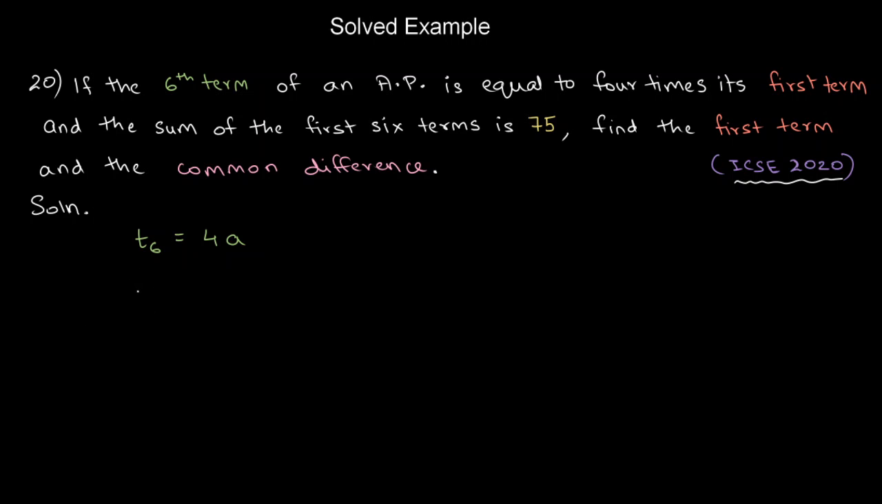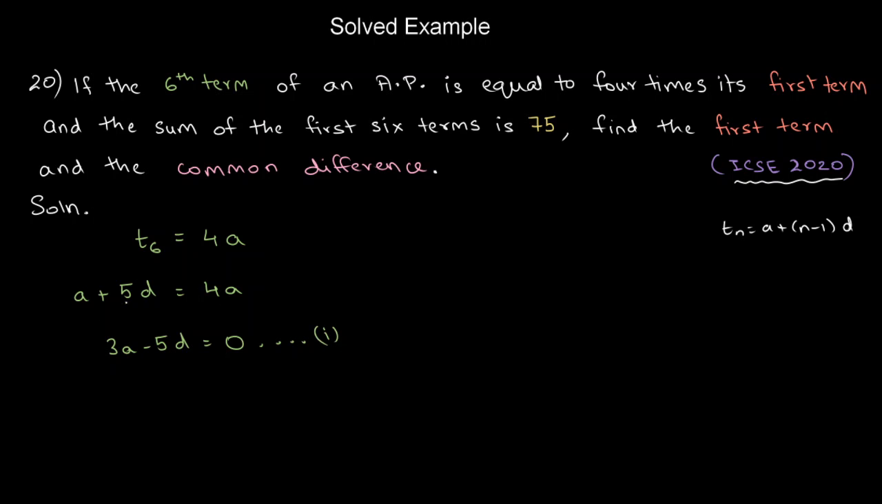Now, writing everything in terms of A and D, A being the first term and D the common difference, remember we are using the formula Tn is equal to A plus n minus 1 into D, right? So if n is 6, 6 minus 1 is 5, so T6 can be written as A plus 5D equal to 4A. Now, if I rearrange this equation, I get 3A minus 5D is equal to 0. This is my first equation.